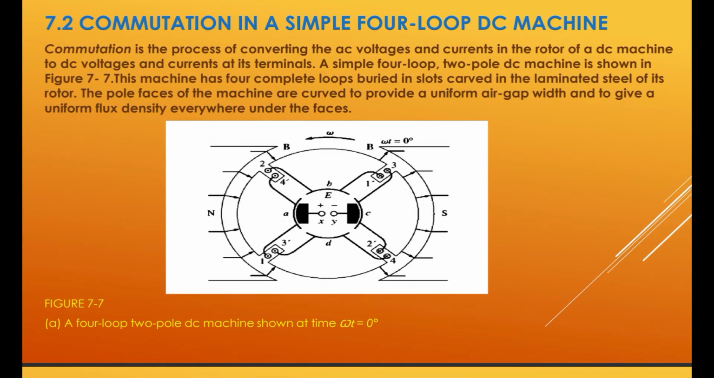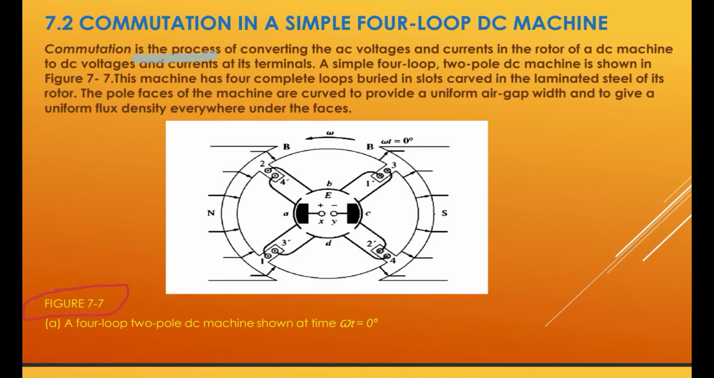7.2 Commutation in a simple four-loop DC machine. Commutation is the process of converting the AC voltages and currents in the rotor of a DC machine to DC voltages and currents at its terminals. A simple four-loop 2-pole DC machine is shown in figure 7.7. Okay, this is the figure here.